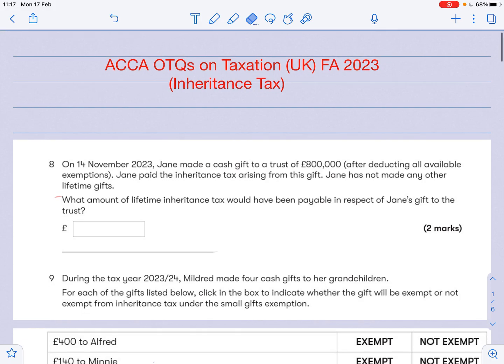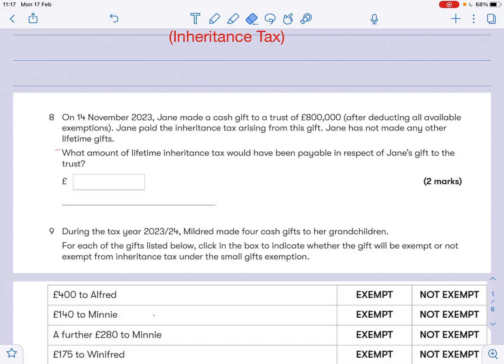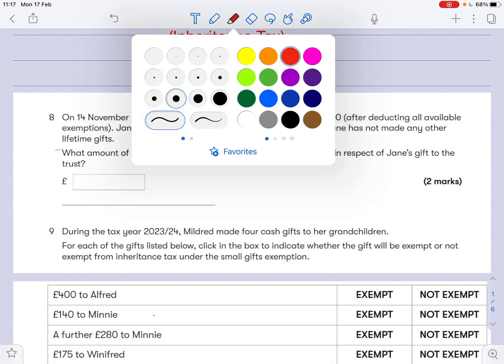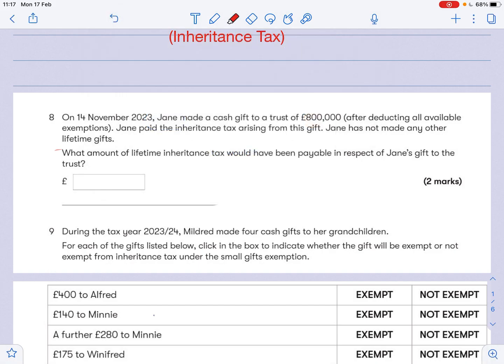The first question has to do with the requirement that says what amount of lifetime inheritance tax would have been payable in respect of Jane's gift to the trust. So that's the first thing, and that is what I will expect you to do on the day of the exam, which is to read the requirements of the question first. So we know from the word go that it is the lifetime inheritance tax that we're looking for.